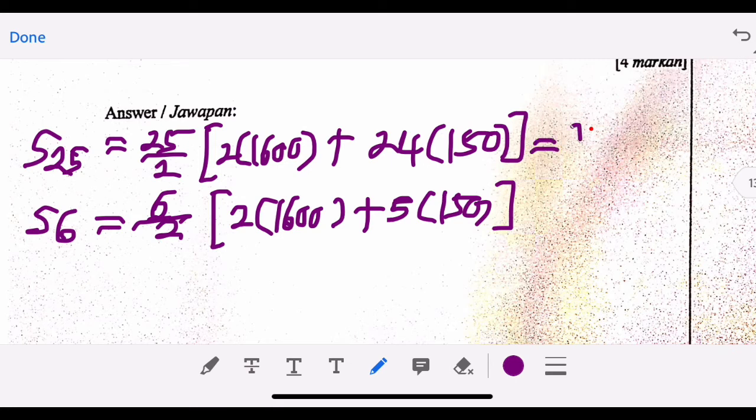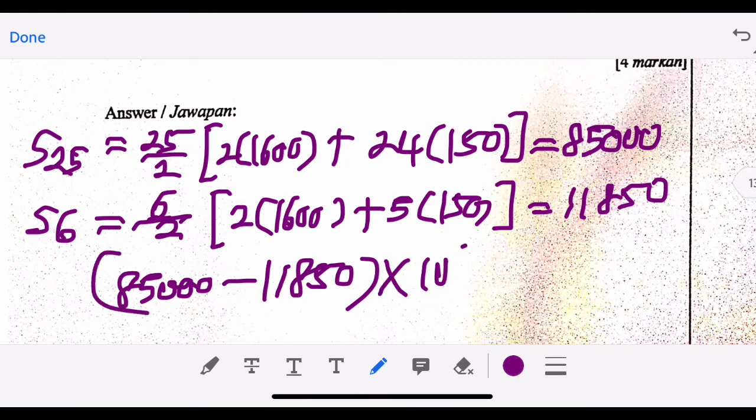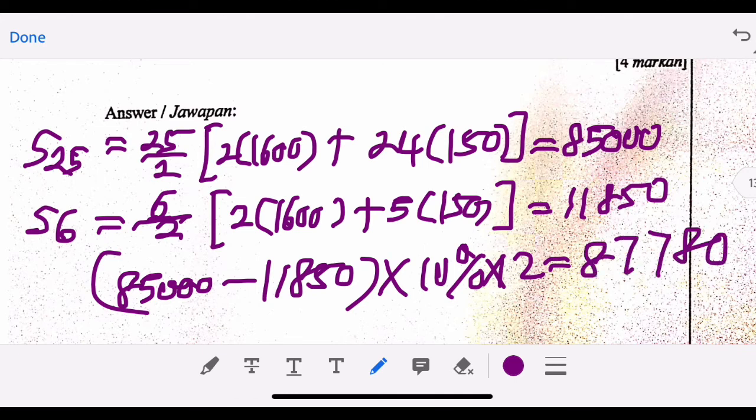The answer is 85,000. Then here it will be 2 times 1600 plus 5 times 150 times 3, we get 11850. So 85,000 minus 11,850 times 0.1 times 12 months. So we will take 85,000 minus 11,850 times the 10% times the 12. So we will get 87780. So this is the amount of money that Amiru saved.